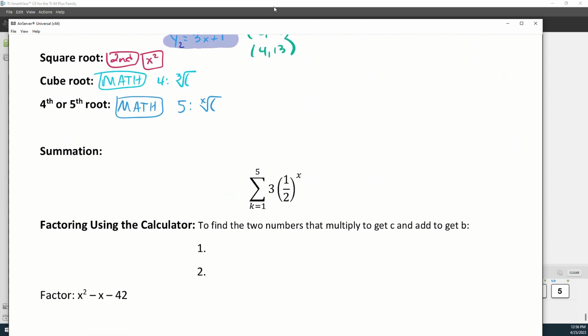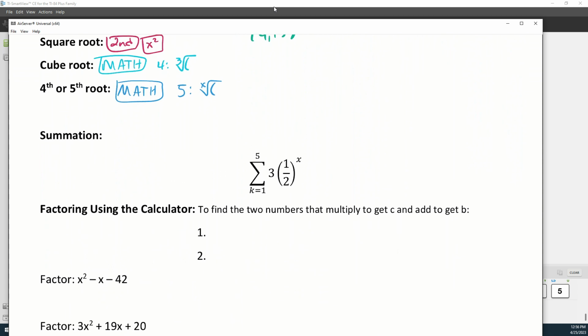And then on summation, we haven't done it in a really long time, but you've probably seen it if you've been following along in the calculator. It's the same place you go to do log base and to do absolute value. You just choose something different. So you're going to do alpha window.